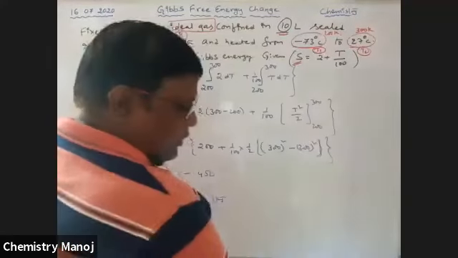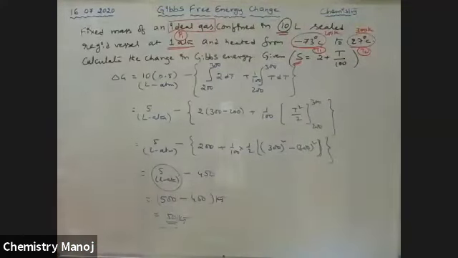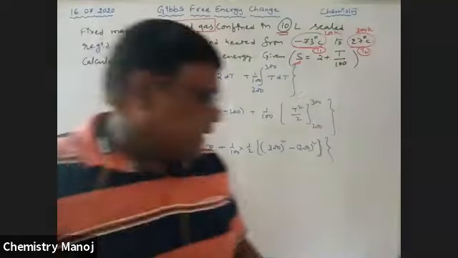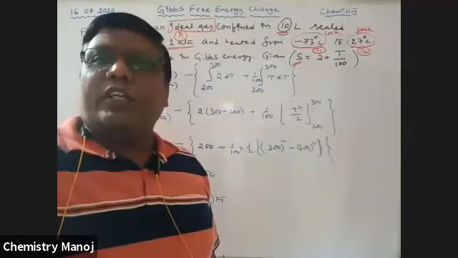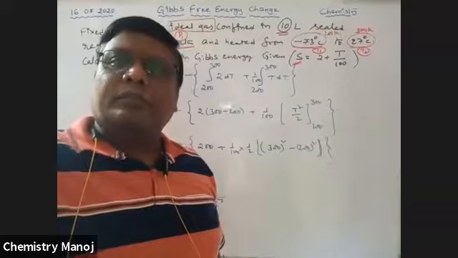Very, very important. So this is all about your Gibbs energy and its conditions. Whenever delta Z is negative, that should be spontaneous.